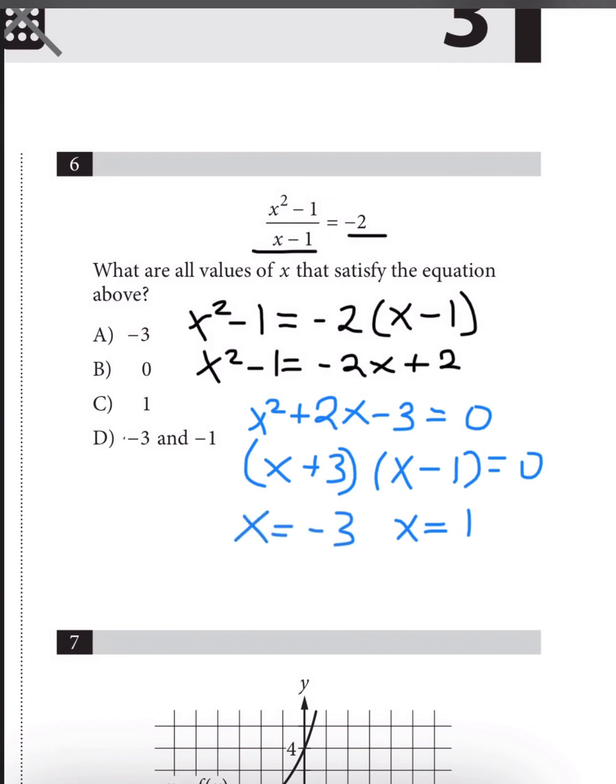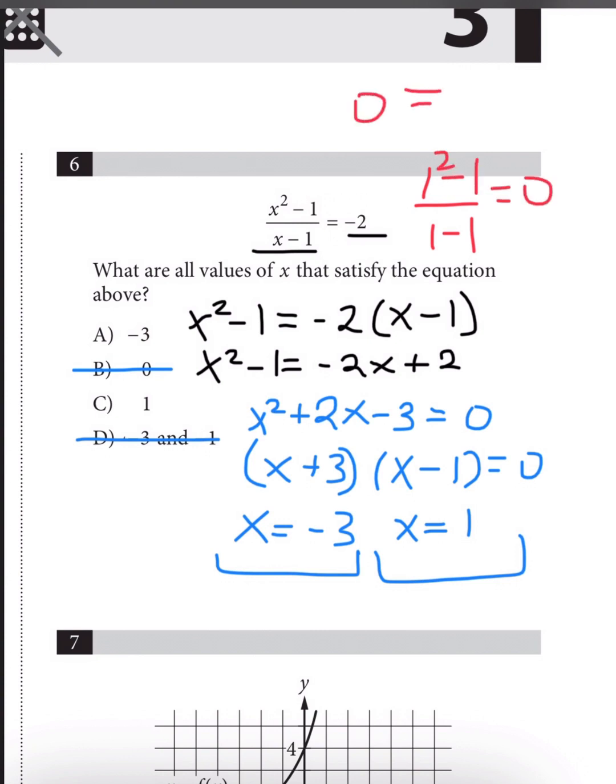So the answer, obviously, as you can see, since of our x values, the answer can't be B and the answer can't be D. Now we're left with A and C. The answer can't be C because we get an extraneous solution, because when we do 1 minus 1 over 1 squared minus 1, we get 0, and 0 does not equal negative 2, and that's an extraneous solution, so the answer cannot be C. Therefore, the answer is A.